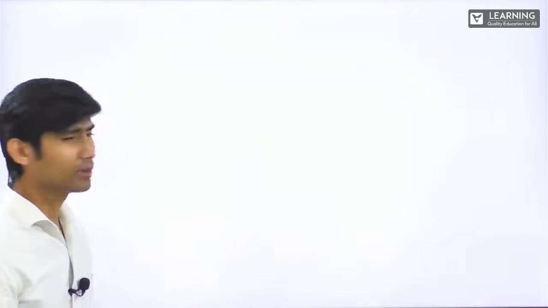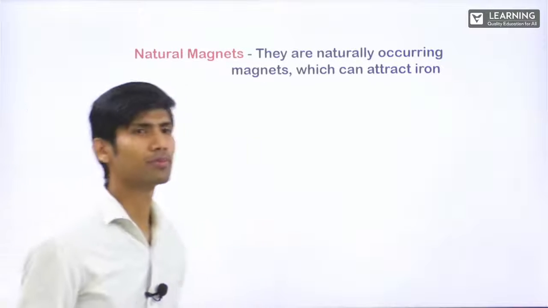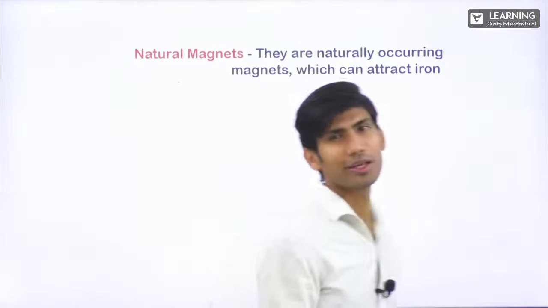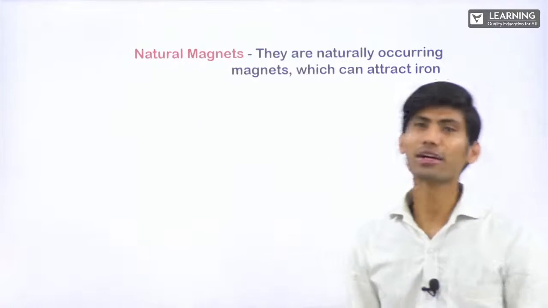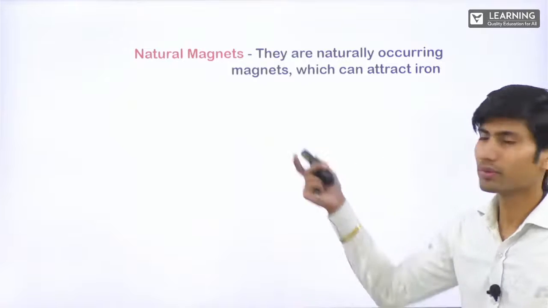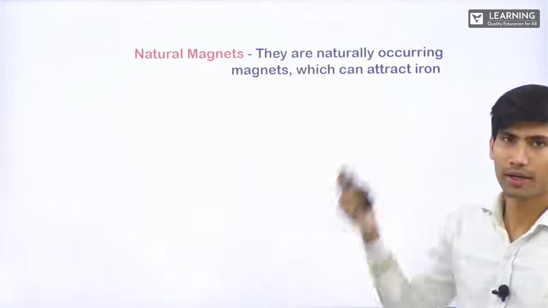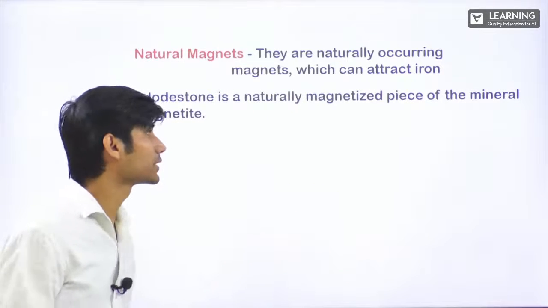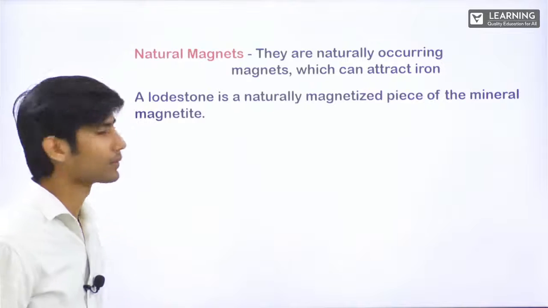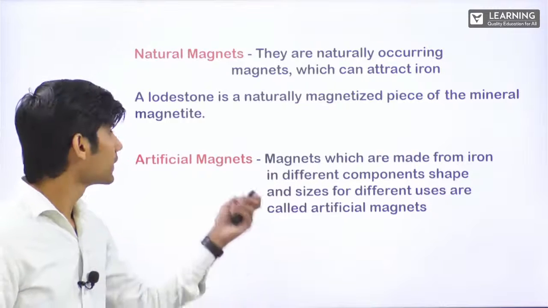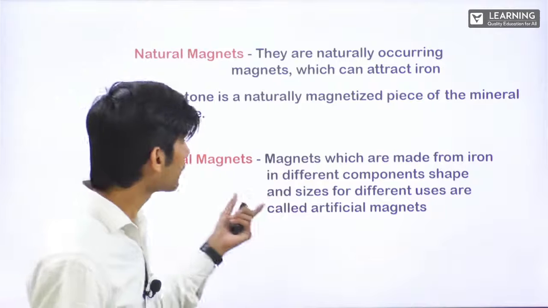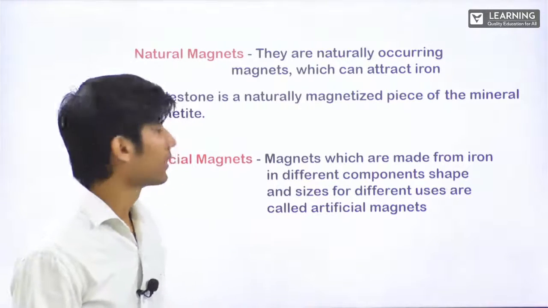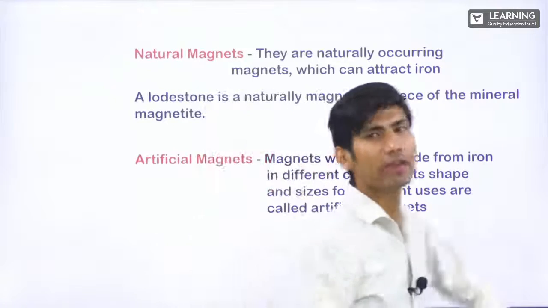Next, we'll be going a bit fast here. There are two kinds of magnets: natural magnet and artificial magnet. What are natural magnets? Very simple, from the name only you can understand. Magnets which are naturally occurring are called natural magnets, naturally occurring magnets which can attract iron. An example is a lodestone, a naturally magnetized piece of the mineral magnetite. Artificial magnets: magnets which are made from iron in different components, shapes and sizes for different uses are called artificial magnets. Now lodestone is not very much available.